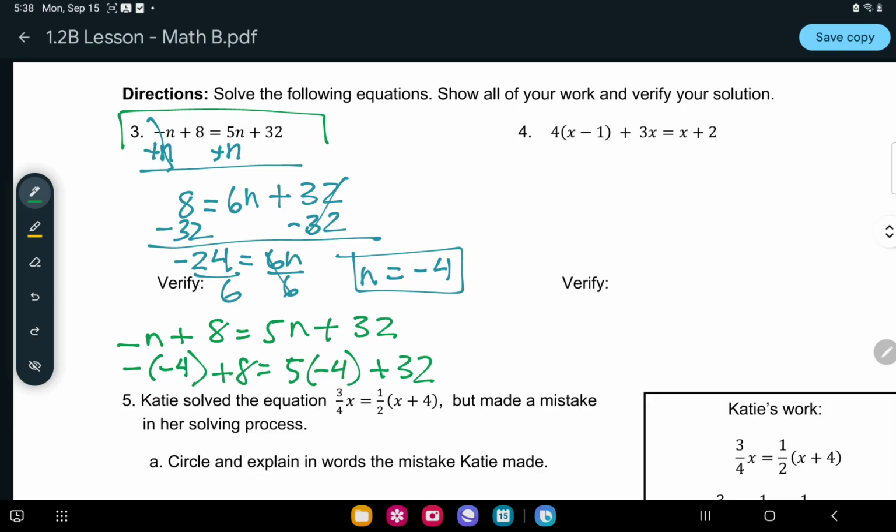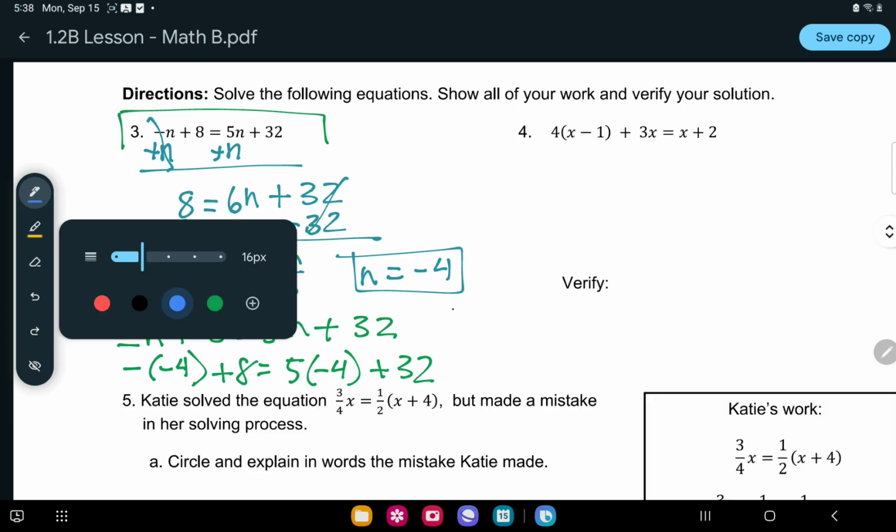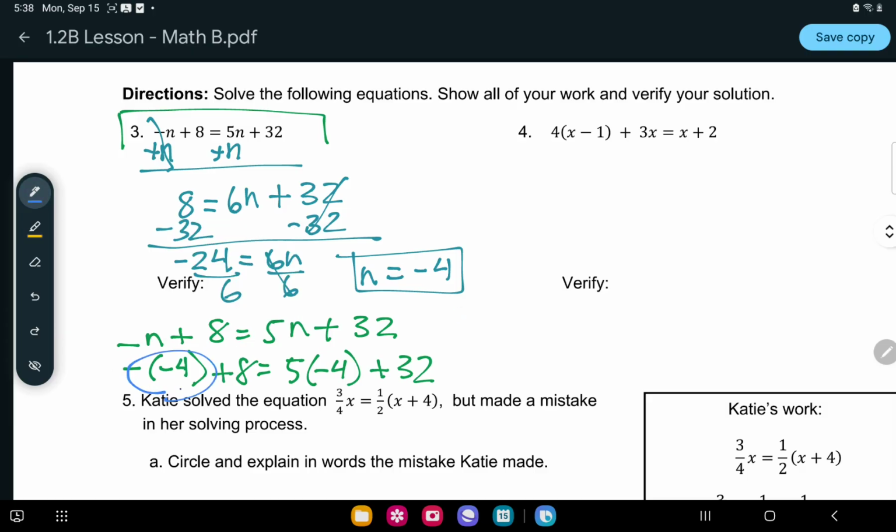Now, if I'm going to look at the negative 4 here, that's going to become a positive 4. Positive 4 plus 8 is 12. 5 times negative 4 is equal to negative 20 plus 32. That's also 12. So this will work out.